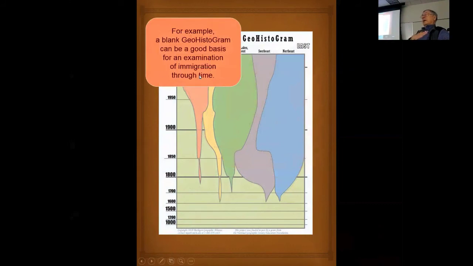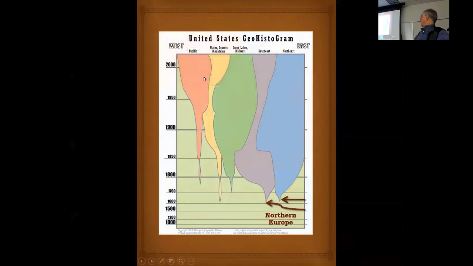So I could look at immigration, right? What's the language that we would use? An arrow. People were coming from Northern Europe to there. Who else was coming in about the same time?